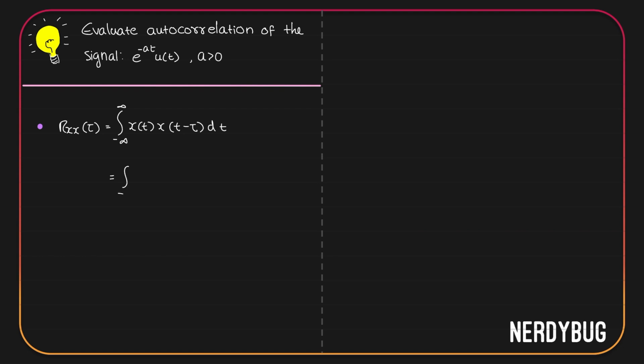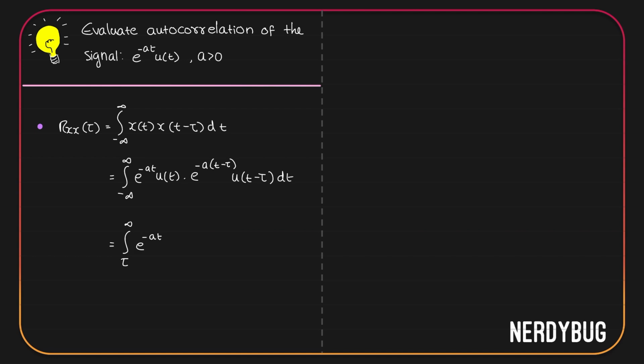So this becomes integral from minus infinity to infinity. E raised to minus at u of t is x of t. X of t minus tau will be e raised to minus a into t minus tau, u of t minus tau dt. We know u of t is 1 for all t that is greater than or equal to 0. U of t minus tau is 1 for all t that is greater than or equal to tau. So when we take the product of these two, we'll only get 1 for t greater than or equal to tau. So we only have to integrate from tau to infinity.